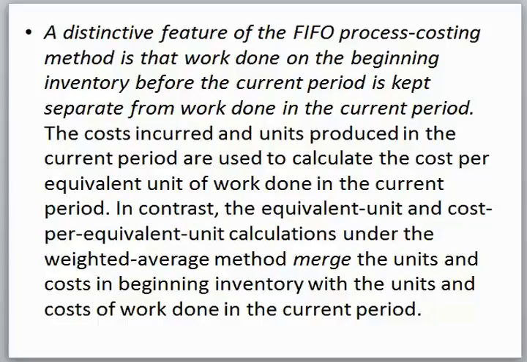A distinctive feature of the FIFO process costing method is that work done on the beginning inventory before the current period is kept separate from work done in the current period. The costs incurred and units produced in the current period are used to calculate the cost per equivalent unit of work done in the current period. In contrast, the equivalent unit and cost per equivalent unit calculations under the weighted average method merge the units and costs in beginning inventory with the units and costs of work done in the current period.